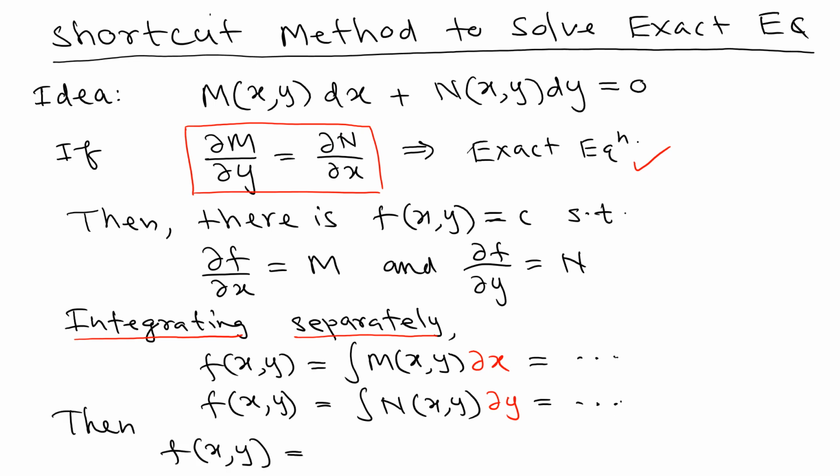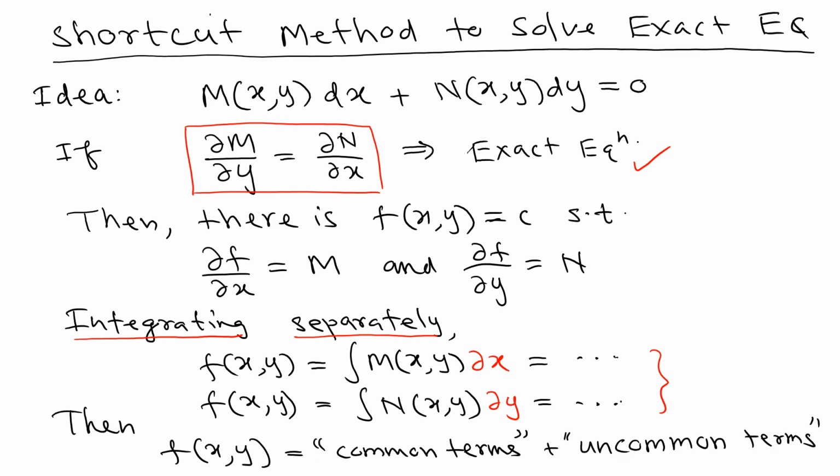So now the answer is this. Then f(x,y) equals, first we take the common terms. We look at both expressions, write the common terms once, and then write the uncommon terms once, and this is going to give the f(x,y) function. Then we set this equal to a constant, and that's going to give you the implicit solution of y. So that's the idea. Let's look at a few examples and see how quickly we can get the answer.